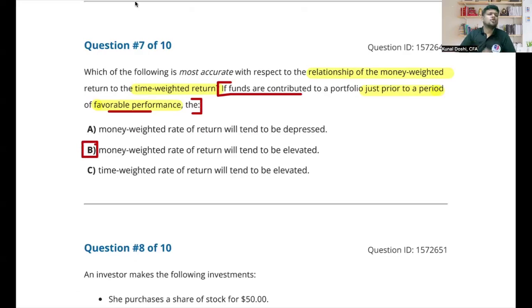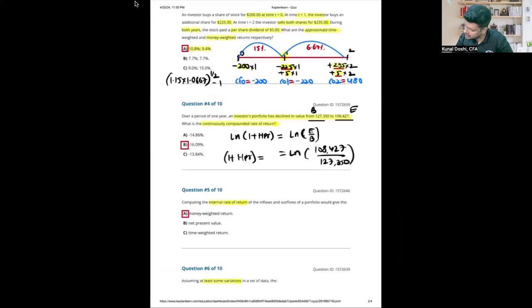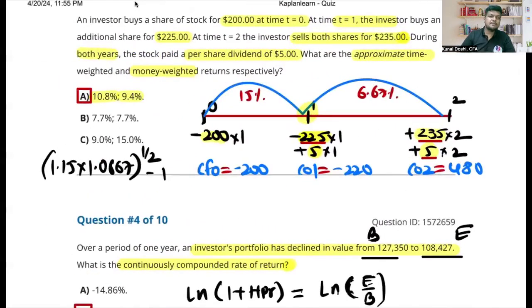Correct? Do you want to see something interesting? Do you want to see this proof? We actually did it. See here. In the question that we did, which period's returns were better, period 1 or period 2? Period 1, you got 15%. Period 2, you just got 6.67%. I'm not saying it is negative, but it's lesser than the first period, right? So the second period was an underperformance.